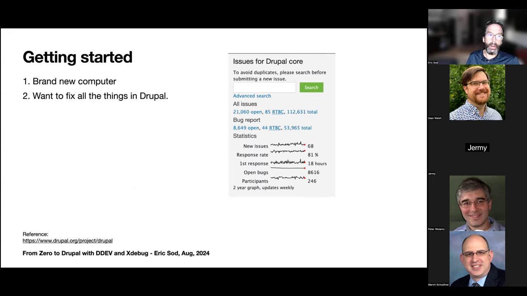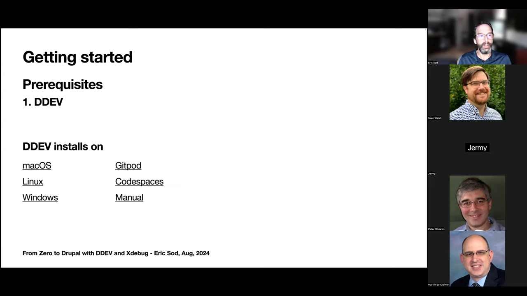Okay, so what's the scenario? I got a brand new computer and I want to fix all the things. Yes, that is exactly what I was saying this demonstration would be about, zero to Drupal. So when I took this screenshot, there were 8,000 things wrong with Drupal and 21,000 issues. Not going to be a problem because now I have the computer and soon I'll have DDEV. What's the prerequisite to do all of that work?